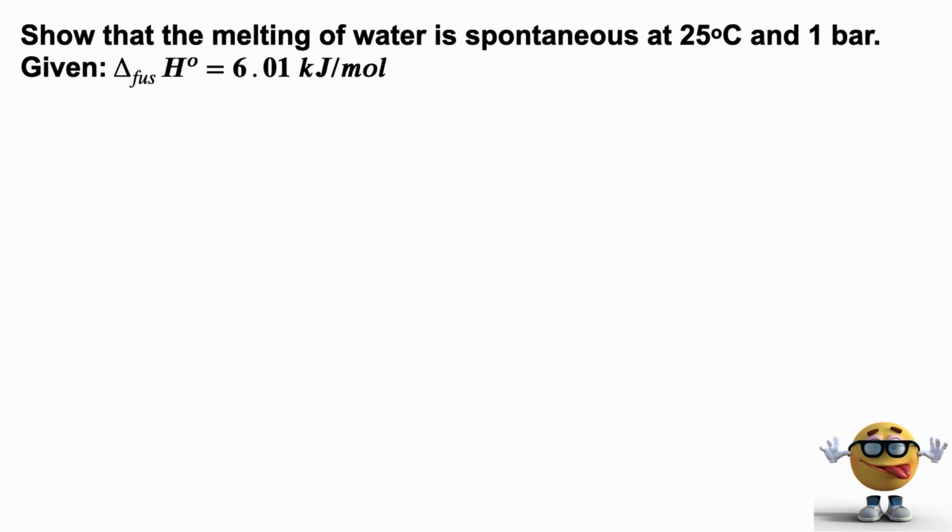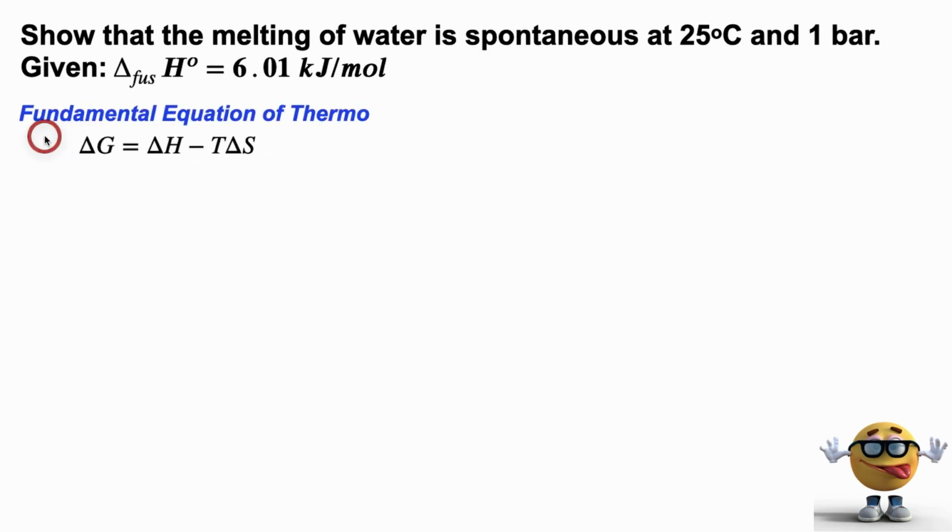Alrighty, gang, we're going to show that the melting of water is spontaneous at 25 degrees Celsius and 1 bar. And I did this a few different ways. Other methods are in the description, but in this video, we're going to determine that it's spontaneous by using the fundamental equation of chemical thermodynamics, which is delta G, G is Gibbs energy, equals delta H. H is the enthalpy minus temperature times delta S, and S is entropy. We're assuming that temperature is constant.